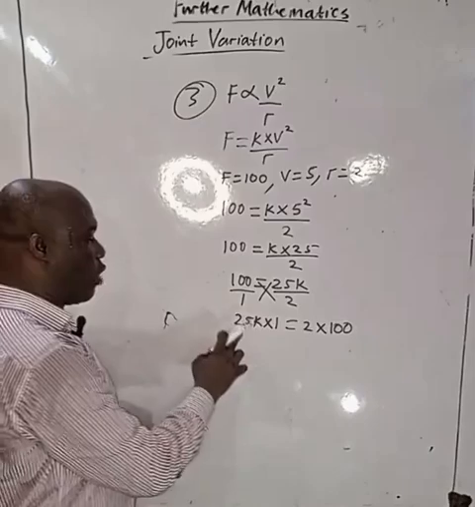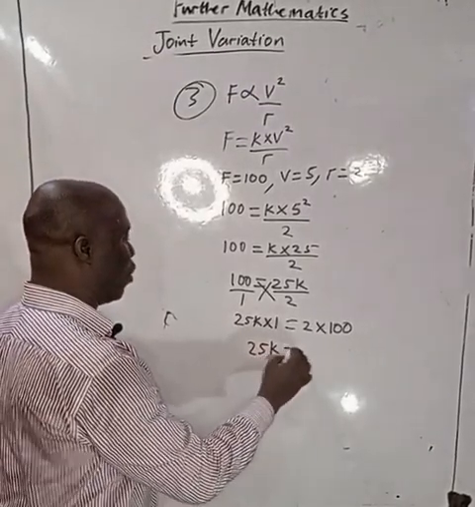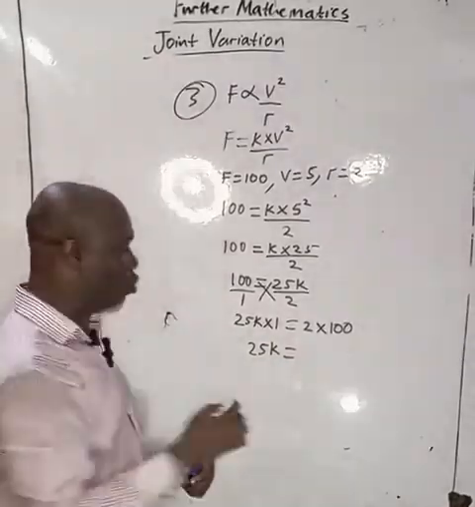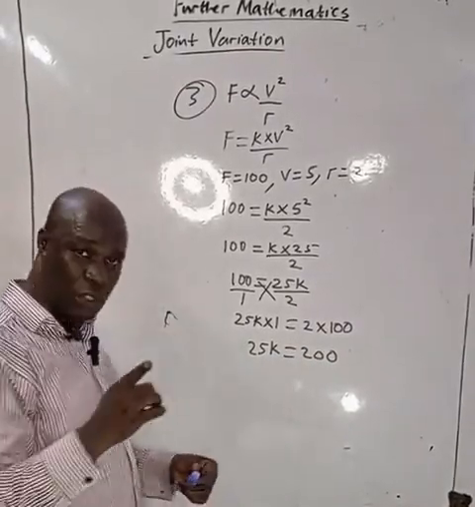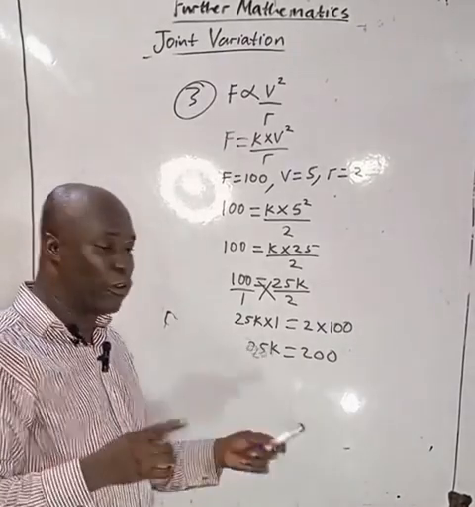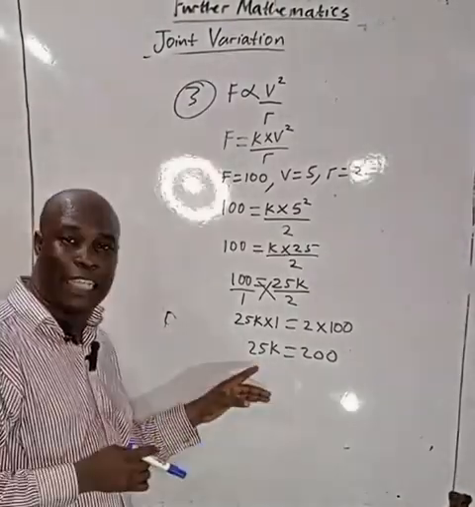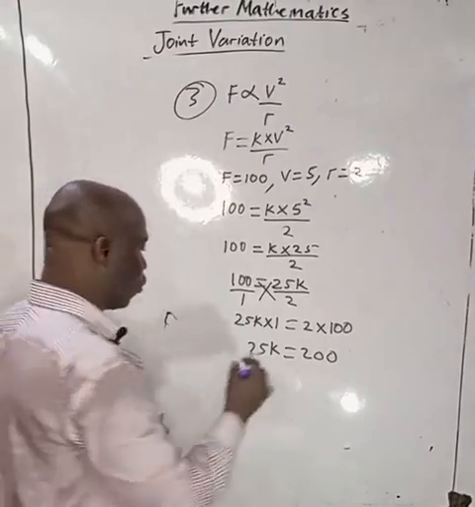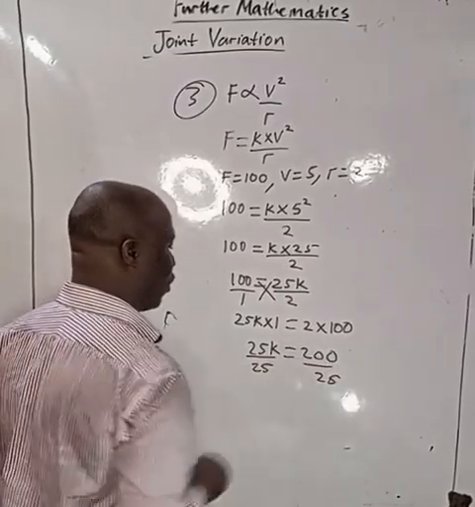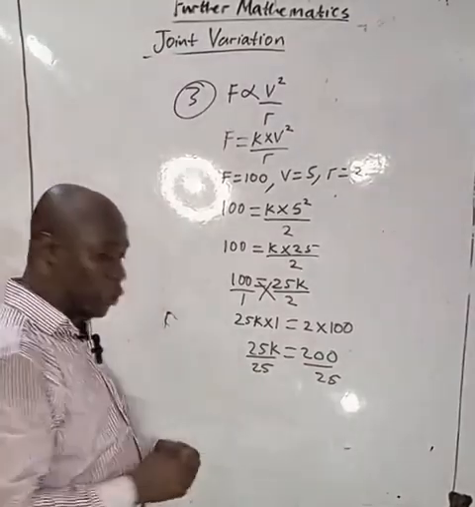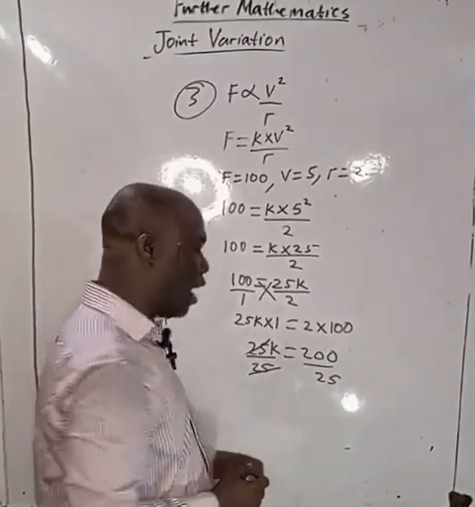Can we go now? 25K multiplied by 1 is 25K. 100 multiplied by 2 is 200. Can you see that now? I told you, don't forget to divide both sides by the number attached to the letter. The number attached to the letter here is 25. So we divide both sides by 25. Then 25 cancels 25 here, and you see 200 over 25.